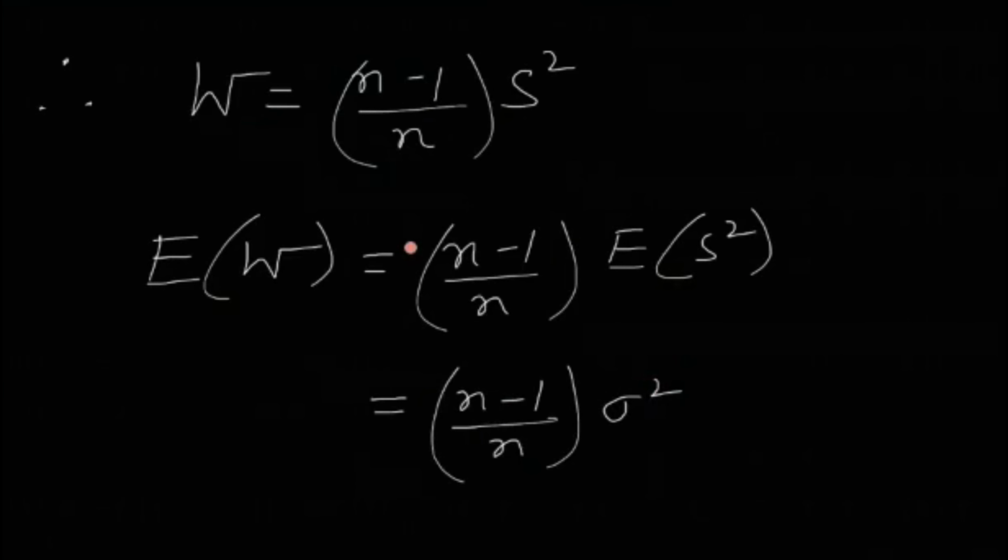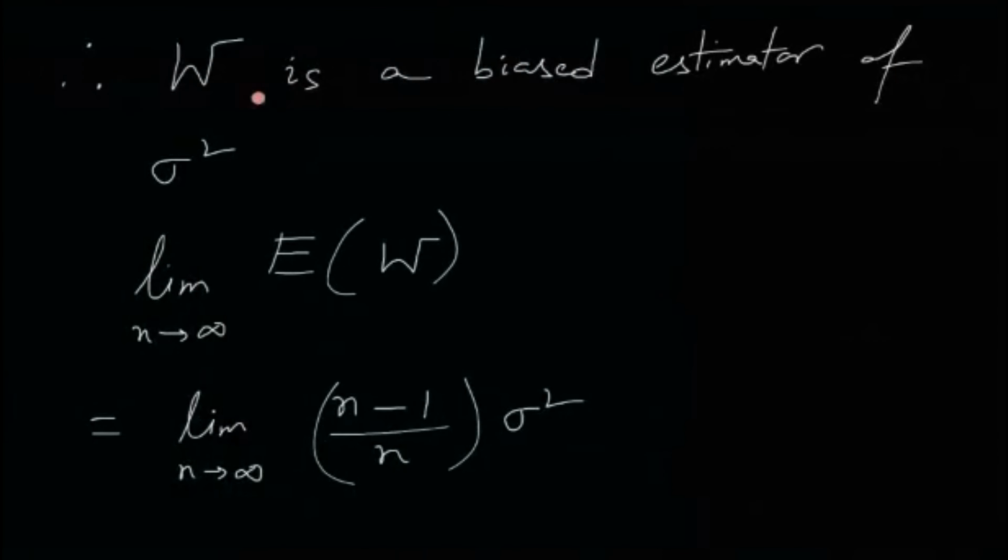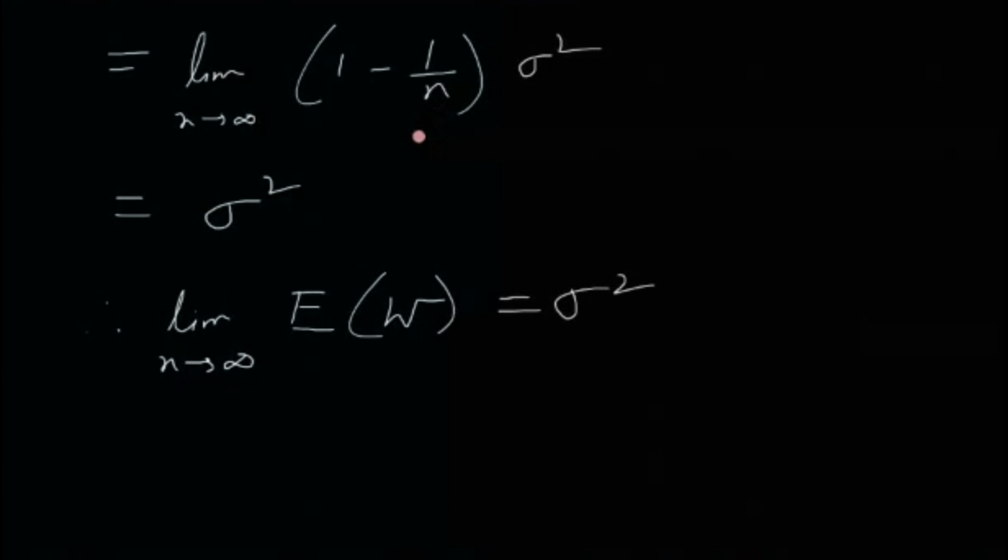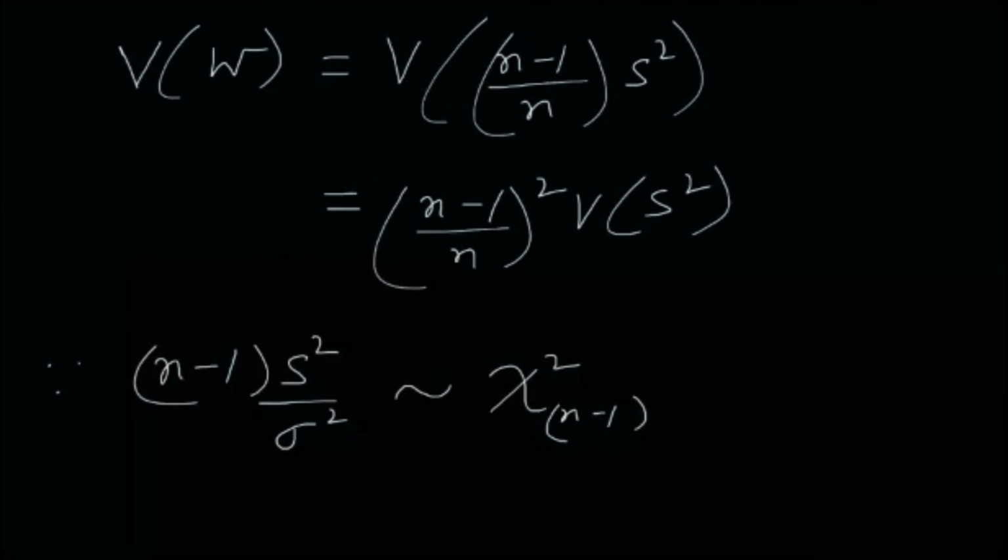So obviously this is not an unbiased estimator of sigma square. It's a biased estimator. So w is a biased estimator of sigma square. But if we take the limit n tending to infinity, expectation of w is actually what? Limit over n tending to infinity, n minus 1 by n sigma square. This is nothing but sigma square. So under the effect of limit n tending towards infinity, expectation of w is sigma square. That's a good thing, because we are checking for consistency.